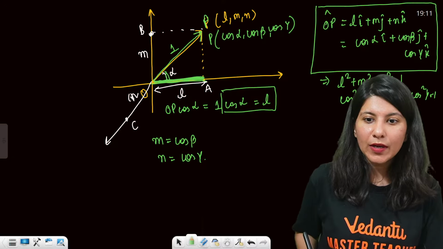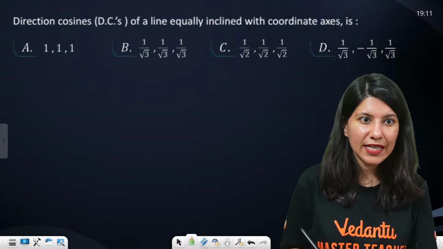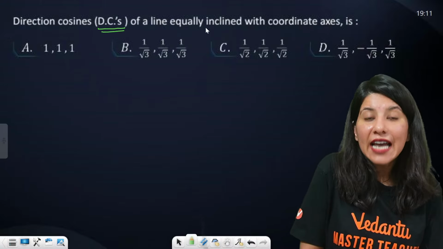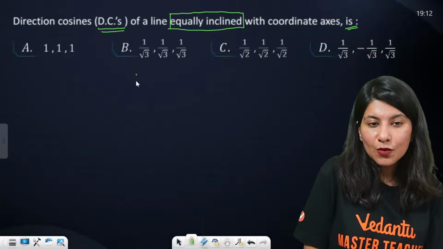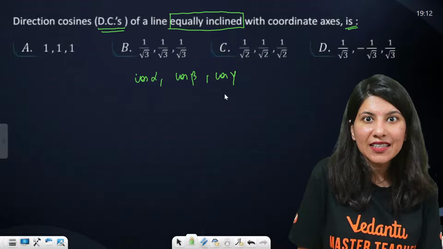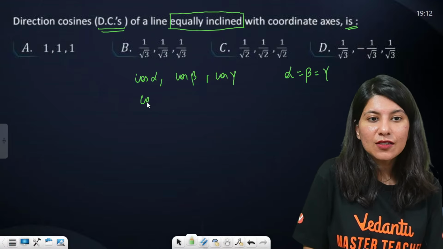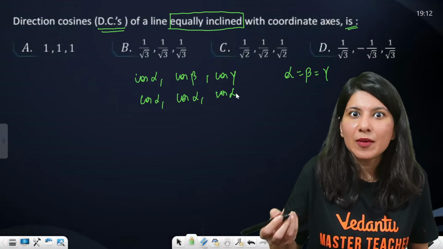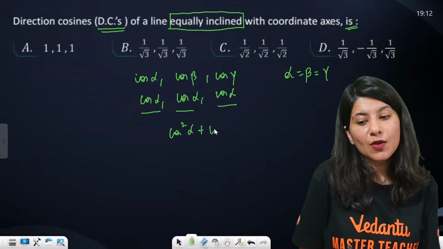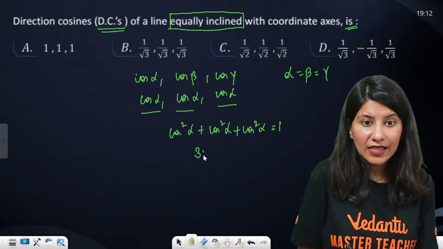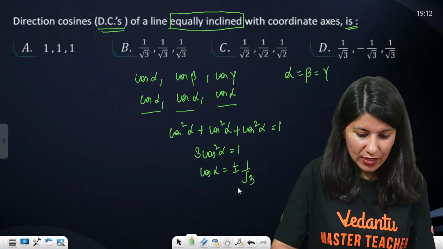Okay, Spartan, clear? Now let us talk about one question on direction cosines. The question says: direction cosines of a line equally inclined with the coordinate axes is? Direction cosines are cos alpha, cos beta, cos gamma. As per the question, alpha equals beta equals gamma, so this is cos alpha, cos alpha, cos alpha. We know the sum of squares of all three is 1, so 3 cos square alpha is 1. Cos alpha is plus minus 1 by root 3.